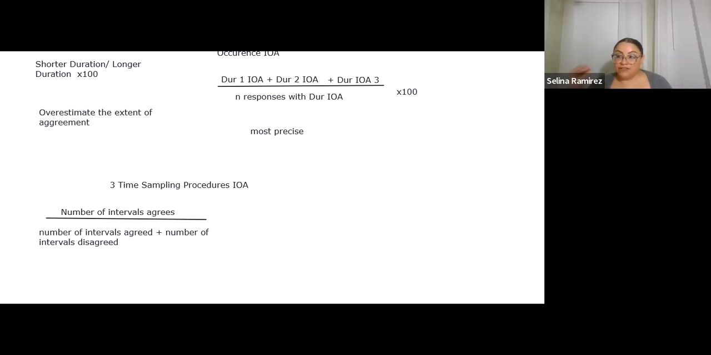So when they both did not see it, that's still agreement. We both agreed that we did not observe the behavior. So you'll still collect the data on those. So just be very careful with the zeros.